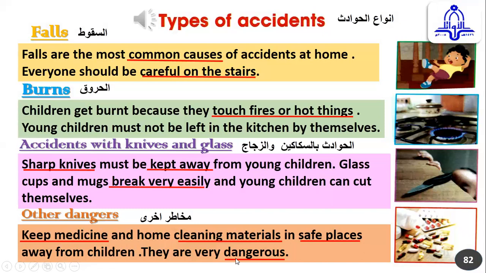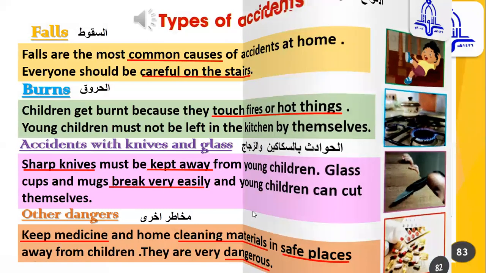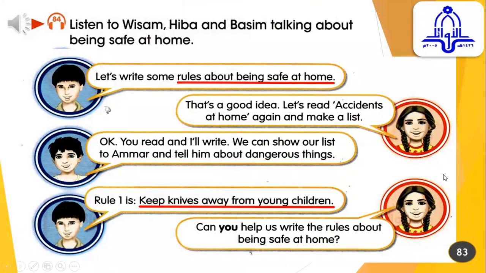They are very dangerous. Now, on page 83 here, we should complete the conversation between Wissam and Dania. He said between Wissam, Hiba, and Basim. Listen to Wissam, Hiba, and Basim talking about being safe at home. He said, listen to Wissam.